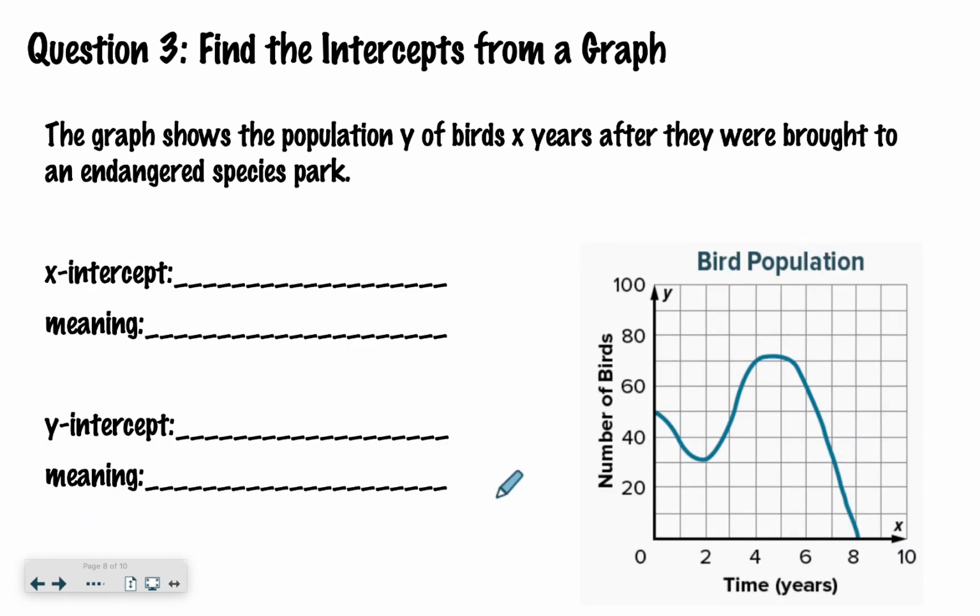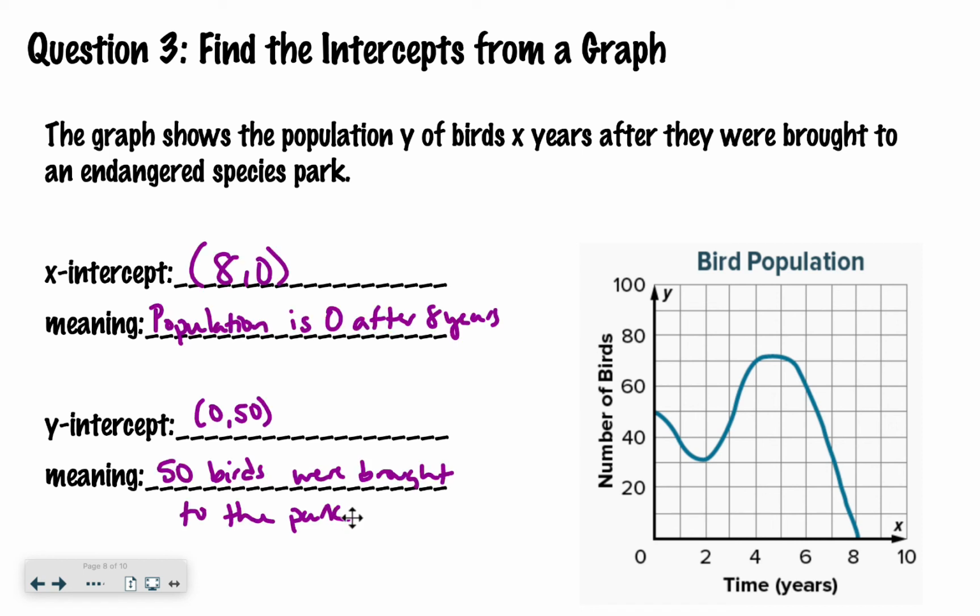All right, question 3. I want you to go through this problem. So we have the graph shows the population Y of birds X years after they were brought to an endangered species park. So I want you to find the x-intercept, figure out what does it mean. I want you to find the y-intercept and figure out what does it mean. Good luck.